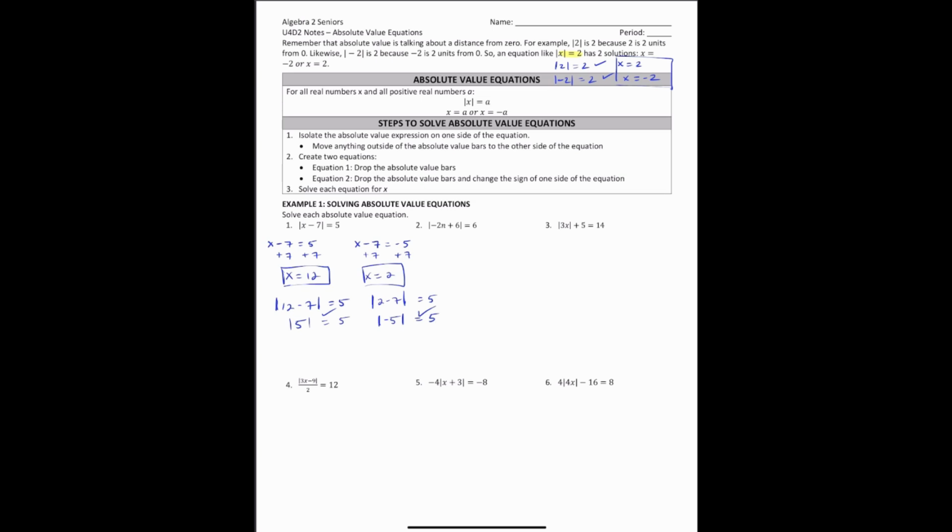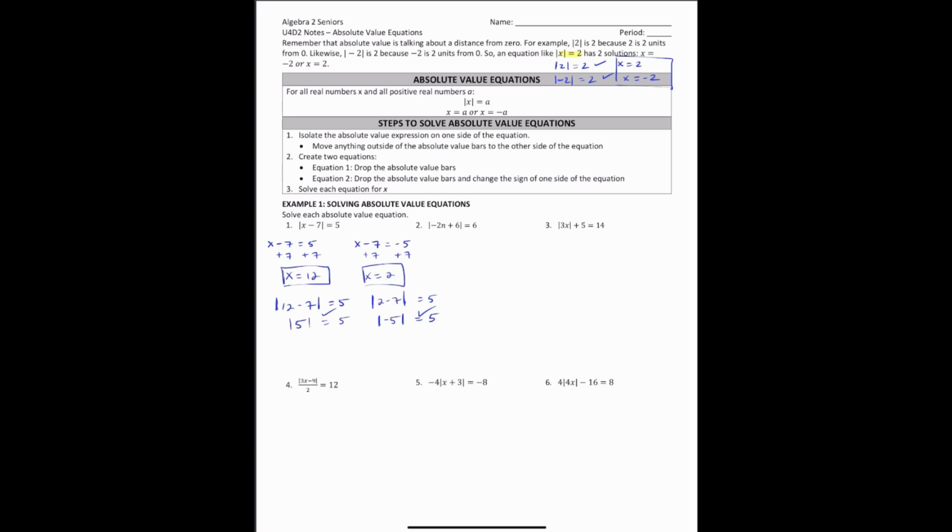Let's take a look at number 2. We have the absolute value of negative 2n plus 6 equals 6. The absolute value expression is on its own, so I don't need to move anything, but just proceed to number 2.